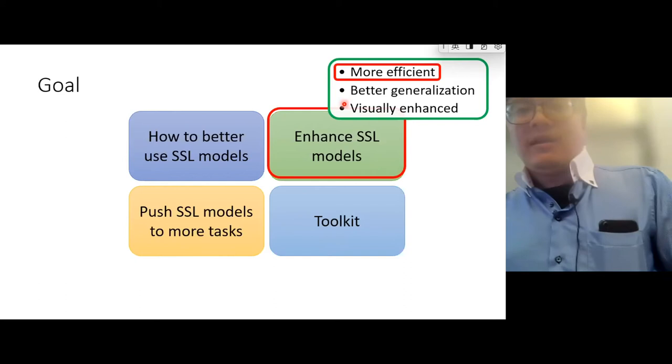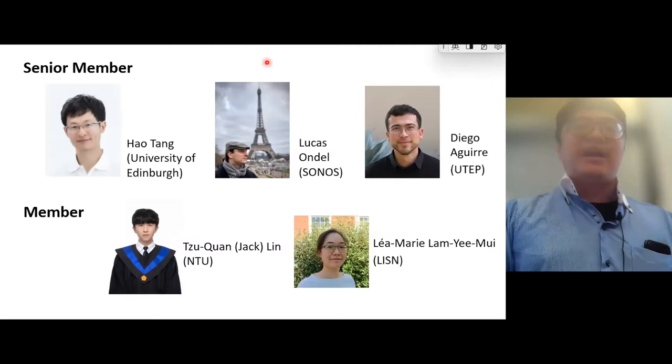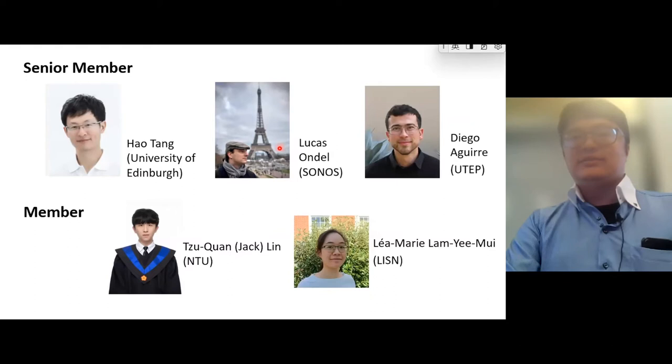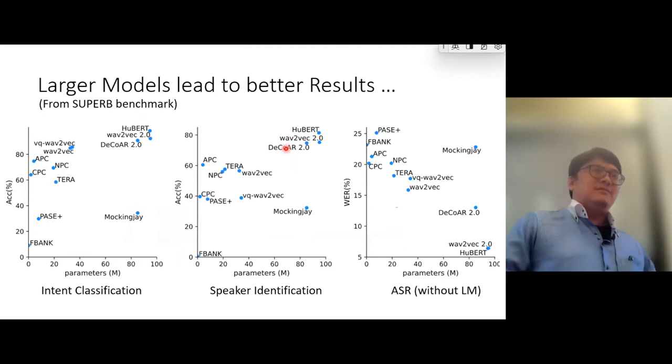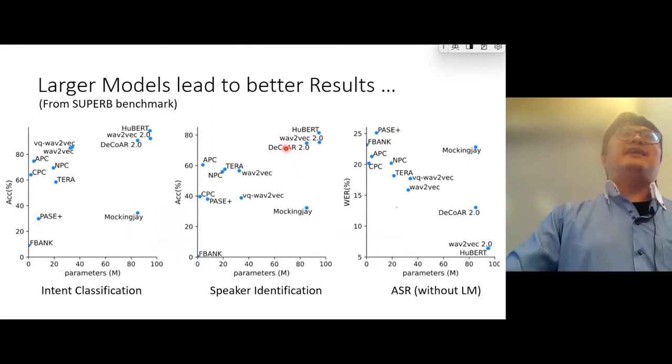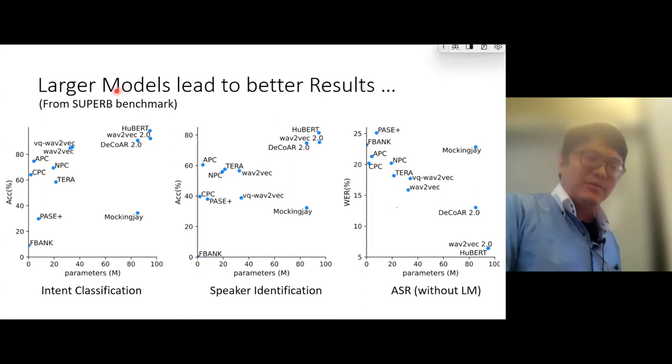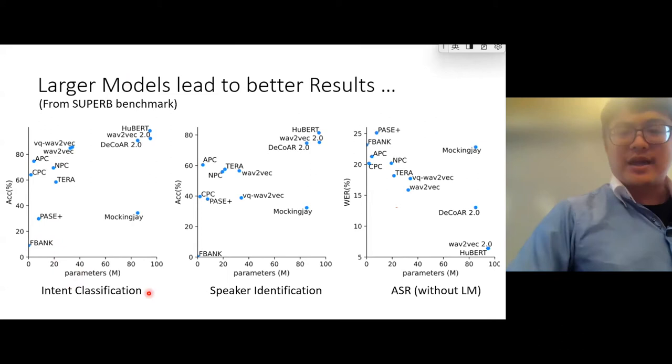For the first one, more efficient, this research effort is led by senior members Hao Tang from University of Edinburgh, Lucas from Sonos, and Diego from UTEP. And as you know, larger models lead to better results. This is common sense, everyone knows that. And here I have some results from the SUPERB leaderboard. And here I show the results of many different models on intent classification, speaker identification, and speech recognition.